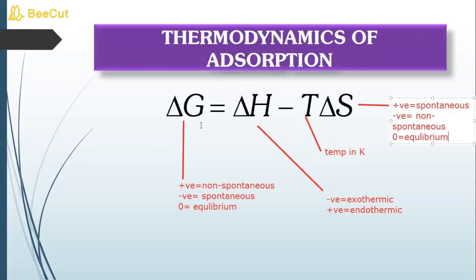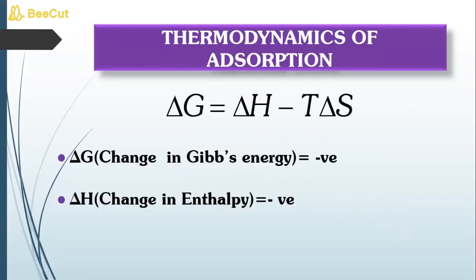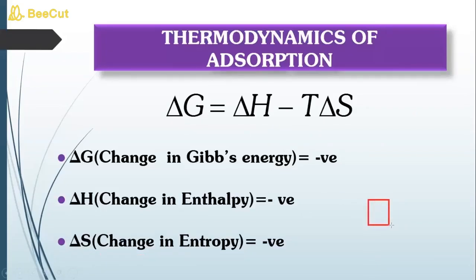Now we have to check the delta G value for adsorption, as well as the delta H value and delta S value. Delta G for adsorption is negative, delta H is also negative, and delta S, that is the change in entropy, is also negative. We would have expected the entropy change to be positive, but here what happens is that when gas molecules are adsorbed on the surface of an adsorbent, their entropy decreases. Hence, adsorption is favored only at lower temperatures.